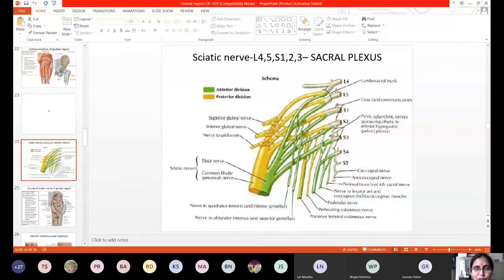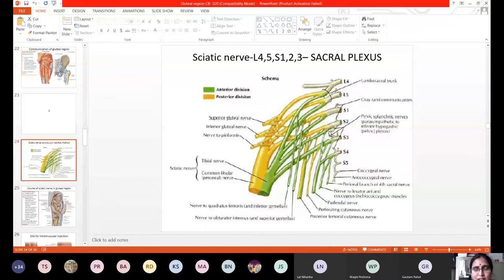Sciatic nerve. Okay. Now, this plexus that you see in this picture, in this PowerPoint, is known as the sacral plexus. The sacral plexus lies in the pelvis, in the posterior wall of the pelvis. And this plexus is formed by the ventral rami of spinal nerves.